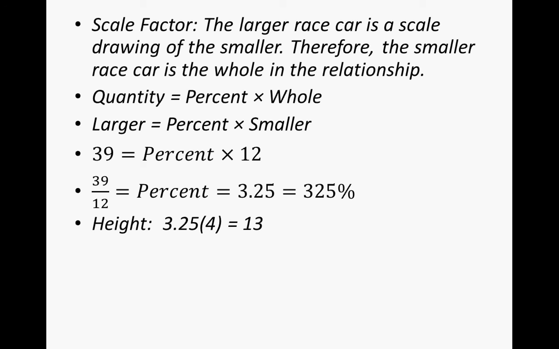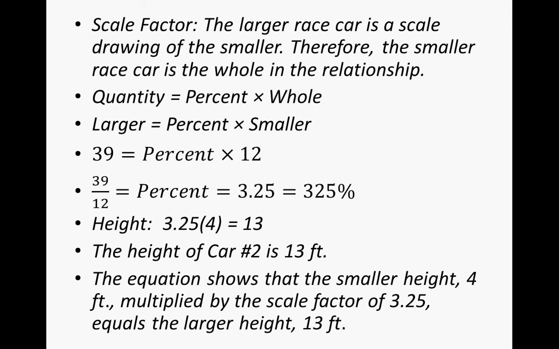So let's apply that to the height. 3 and 25/100ths times 4 is 13. So therefore the height of car number 2 is 13 feet. The equation shows that the smaller height, 4 feet, multiplied by the scale factor of 3 and 25/100ths, equals the larger height, which is 13 feet.